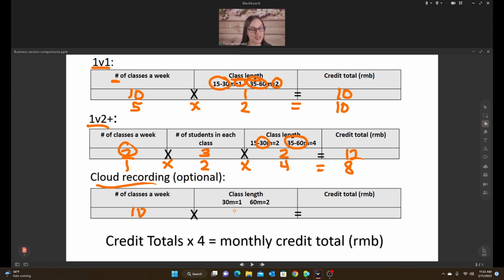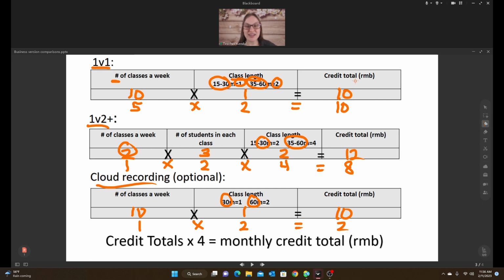So let's say for 10 of those, they are my 30-minute classes. So I'm just going to multiply by 1. 10 times 1 is 10. And let's say one of my 60-minute classes is getting a recording. So I'd multiply that by 2, which gives me 2. So this is if you teach lots of different variations. Some of you might have this very simple. If you teach only 1v1, 30 minutes, you have it a lot easier to calculate. So this is to help those people that have lots of different variations of classes calculate.